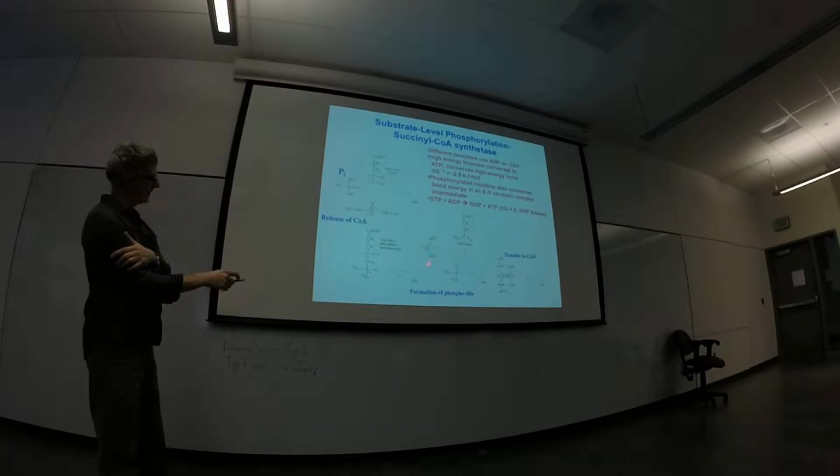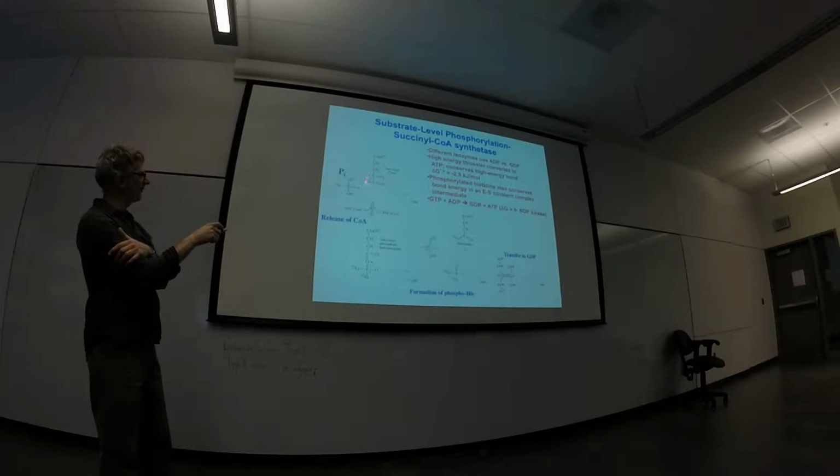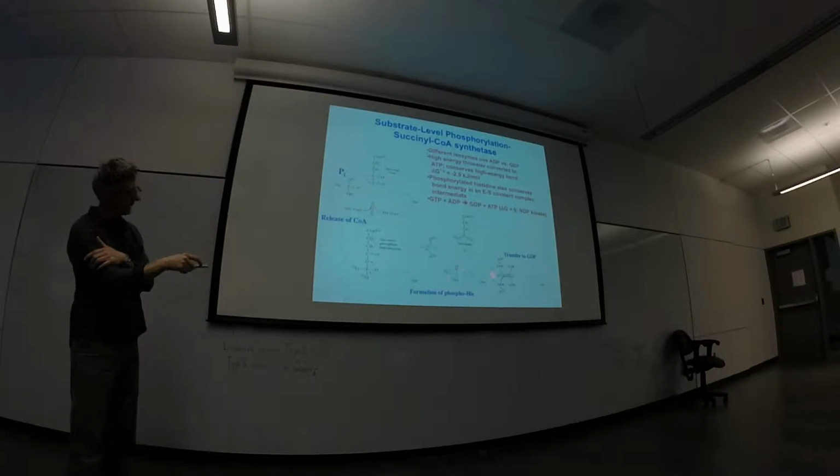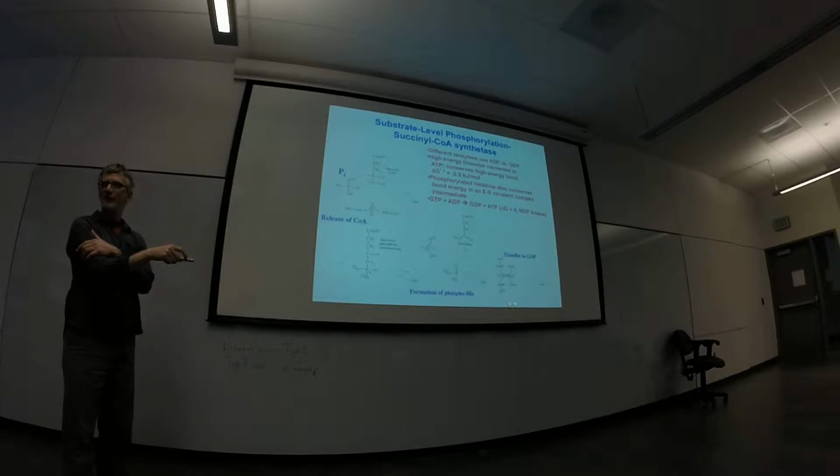Right? And now you have a phosphorylated histidine. Right? And so we've preserved this high energy linkage. First it's here. Now it's in this bond, acyl phosphate. Now it's in this bond, phosphorylated histidine. This is still a high energy bond. And now it's transferred to GDP to make GTP.